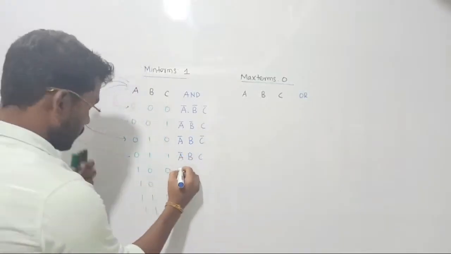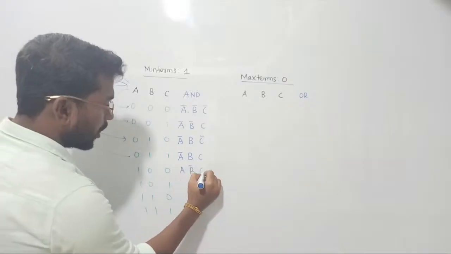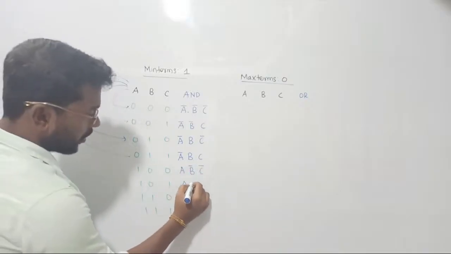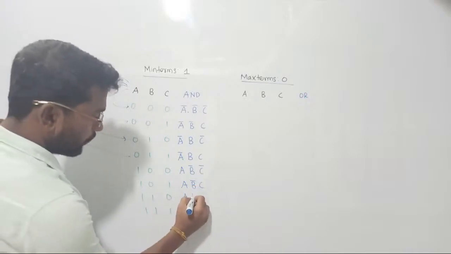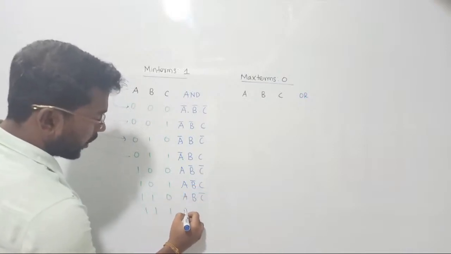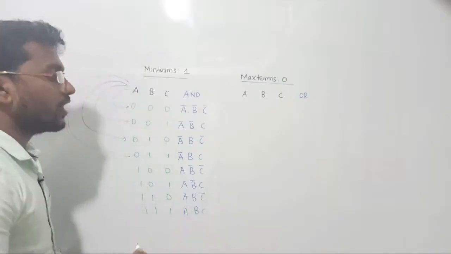Let's continue. Next A. Similarly, we have to take B bar, C bar. Next A. 0 is not acceptable, so we should take complement. Next A, B, C bar, such that A, B, C. Finally, we got A, B, C, right?